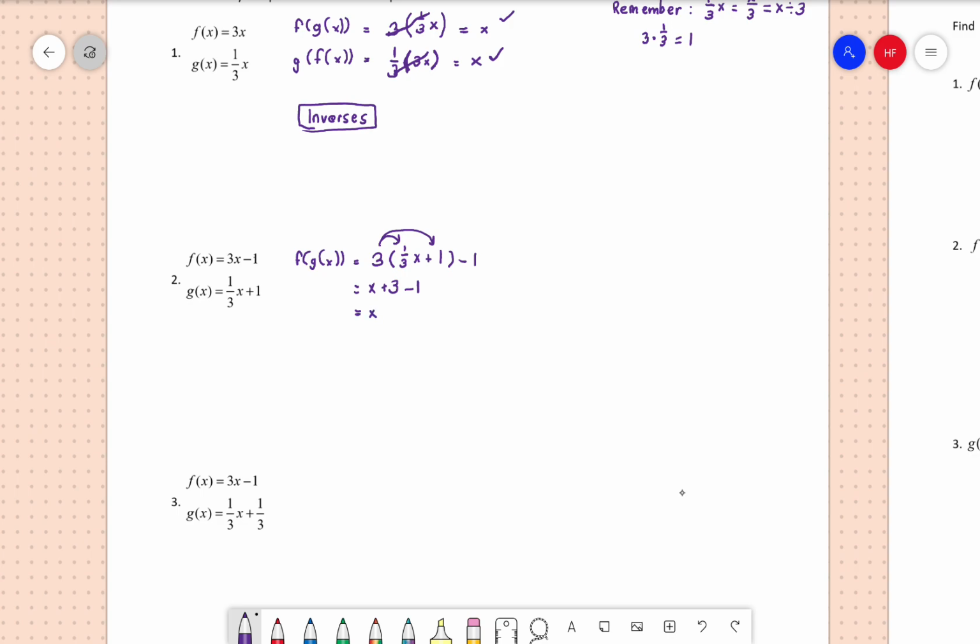x plus 3 minus 1, which is 2. Does this equal x? No. I needed to say equals x. x plus 2 is not the same thing as x. So already I can say these are not inverses. We need both f of g of x and g of f of x to equal x. And if one of them does not work, they are not inverses.